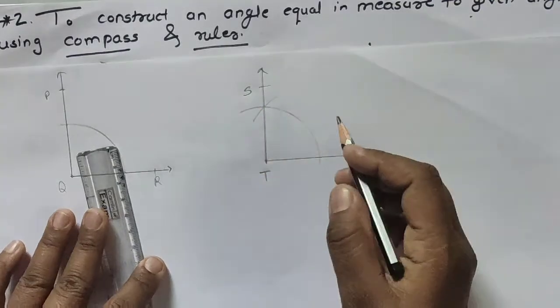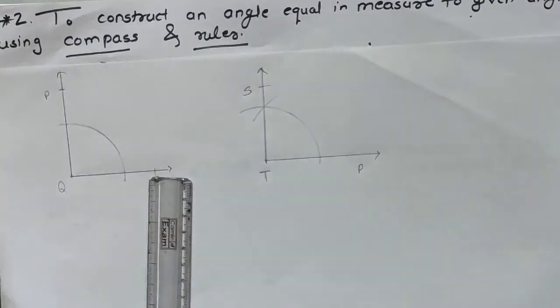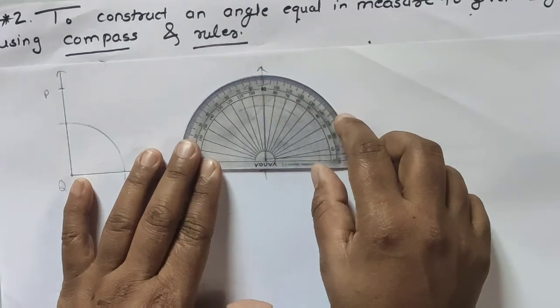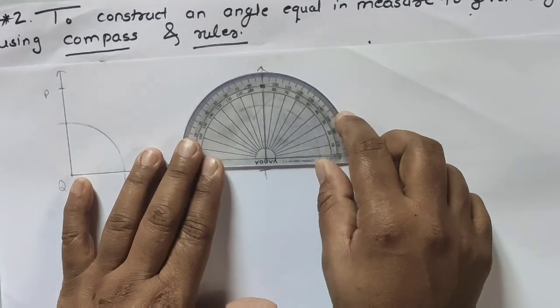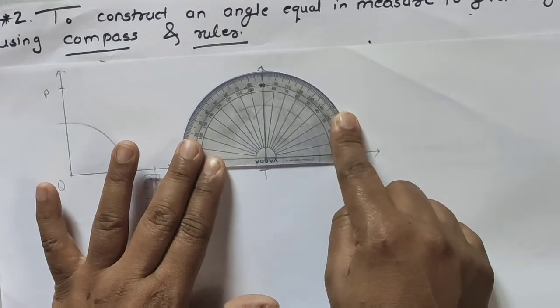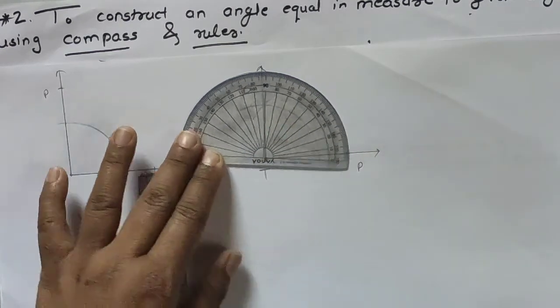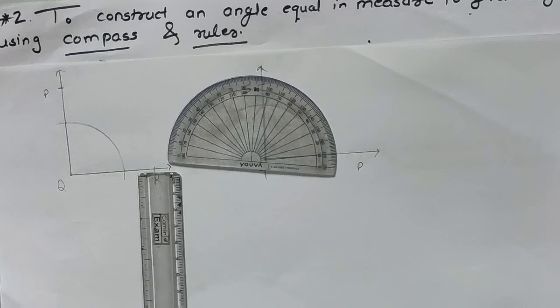Okay, and now if you measure the angle, you will notice that I already drew the first with 90 degrees, and if you check this angle also, you will get it. See, its measure is how much? It is 90 degrees. In this way you can construct an angle equal in measure to the given angle by using a compass and ruler.